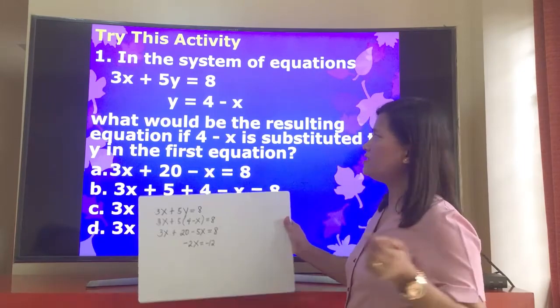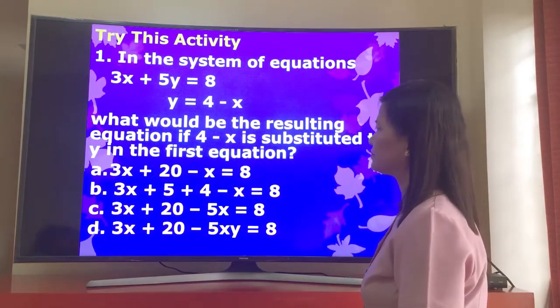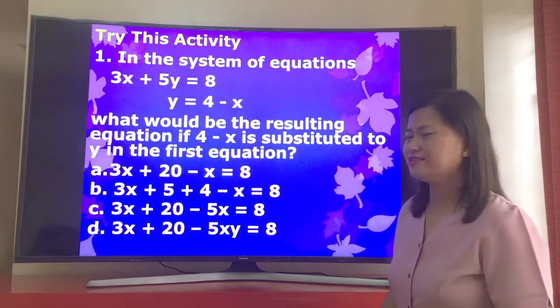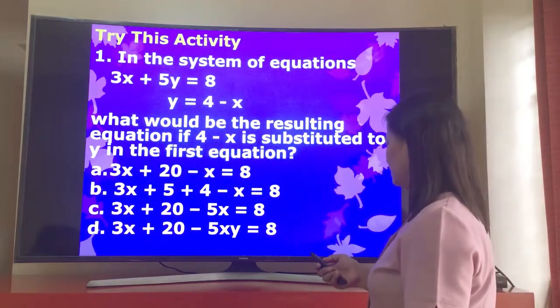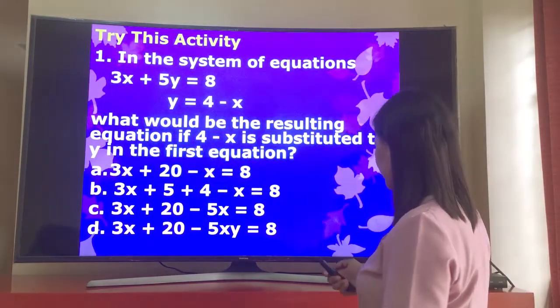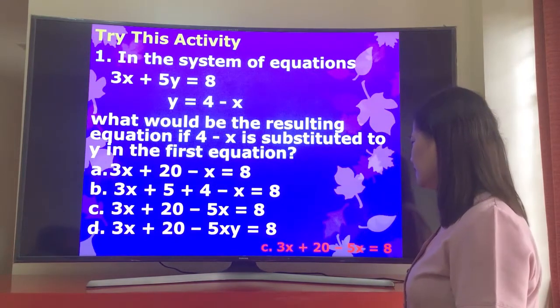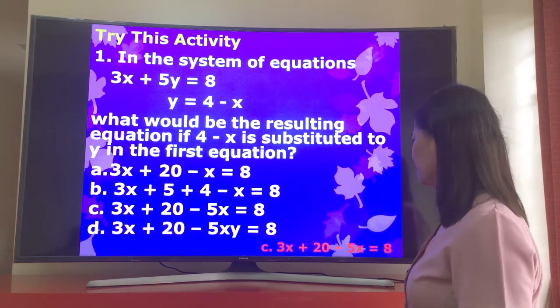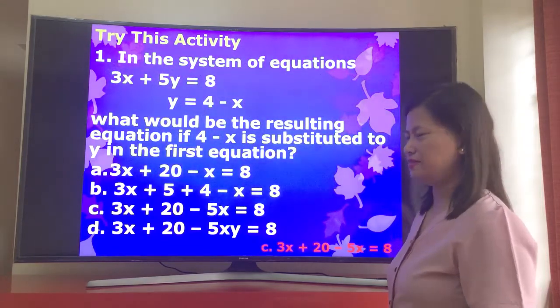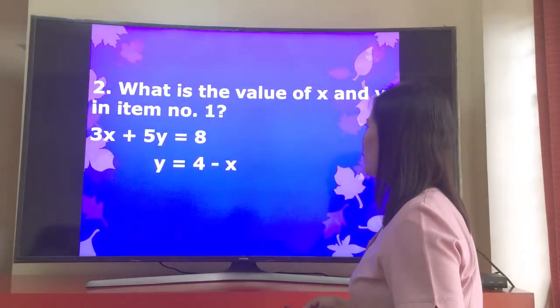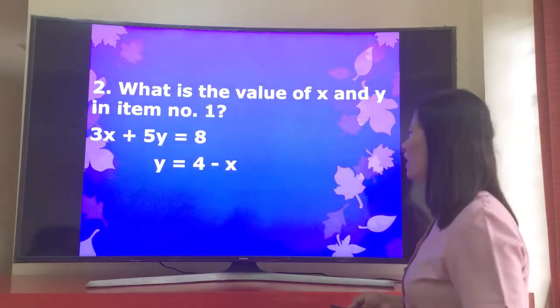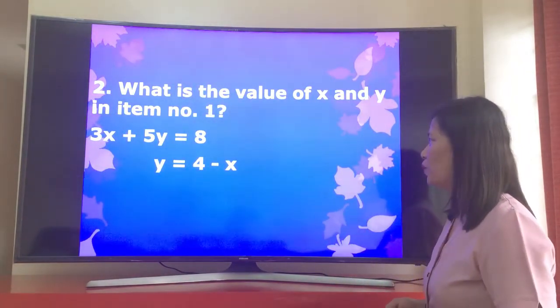What do you think is the answer in number 1? It is correct. It is letter C. 3x plus 20 minus 5x is equal to 8. Let's have number 2. What is the value of x and y in item number 1?